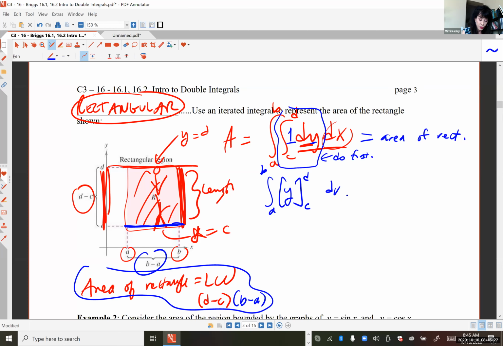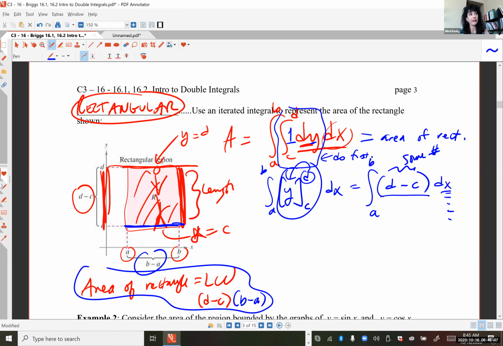And then after that's done, you'll do the outermost integral. So if you're using the fundamental theorem of calculus, don't forget you have to plug in the upper limit first. And remember, d minus c is just some number because those are constants. Then what? Well, now we're going to integrate with respect to x. And since this is just some number, like 5 or whatever, what is the antiderivative of 5 with respect to x? 5x. So you'll just have the constant times x, and x is going to go from the lower limit of a to the upper limit of b.